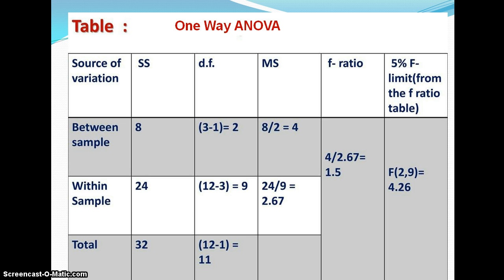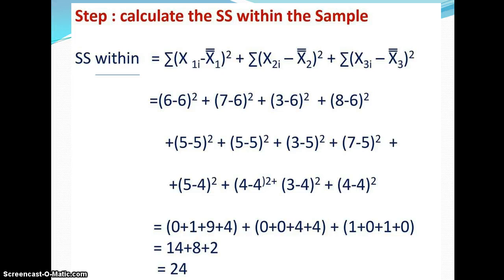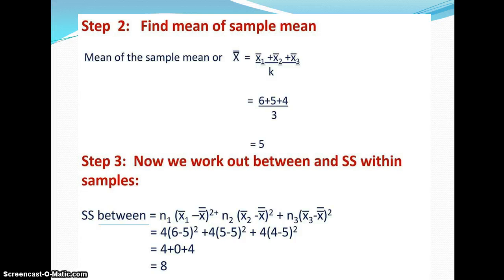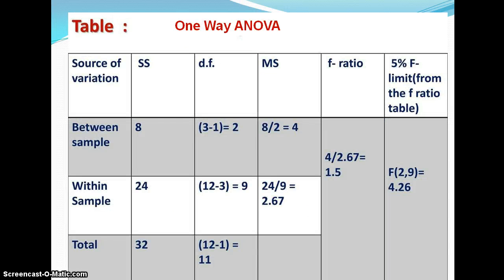Okay, so as per calculation in the above example, the first is SS, sum of square. You already calculated 8 here. Sum of square within the sample is 24, and between the sample is 8. So 8 is for between the sample, that's why here we take 8, and within the sample 24. So this sum of square is equal to 32. This is the total 32.